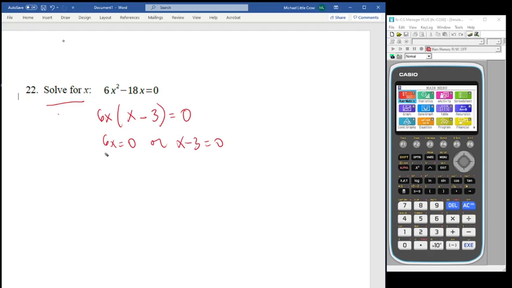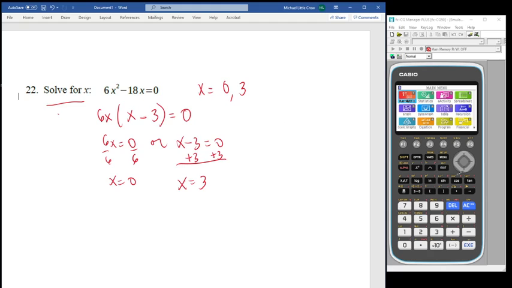0. This one, divide both sides by 6, x equals 0, right? And this one you can see it's going to be 3, but you could get that by adding 3 to both sides. x equals 3. So those are our two answers. A lot of times Alex wants you to list it not as an ordered pair, but just with a comma. Now we do the same thing with the graphing calculator.